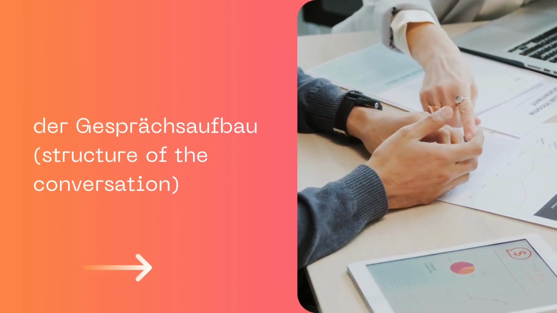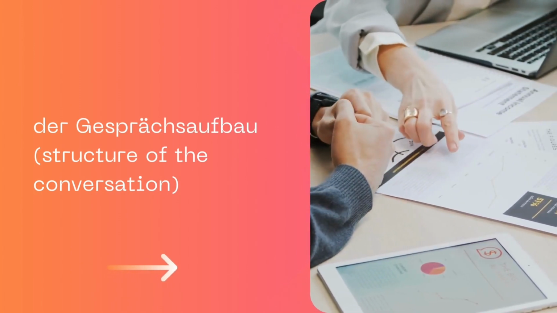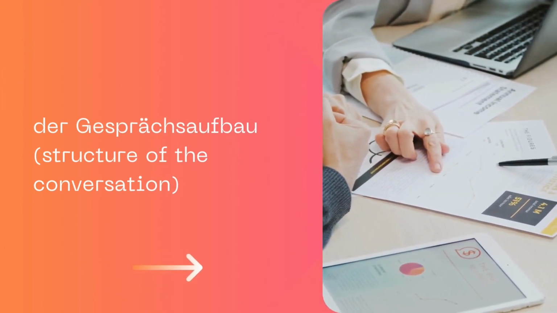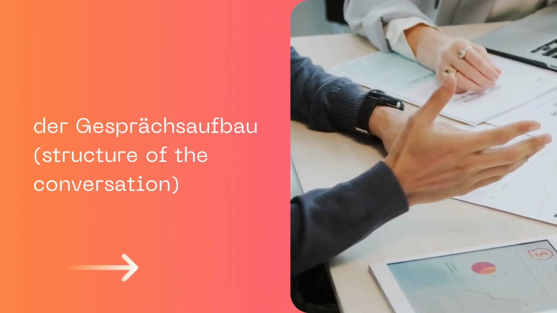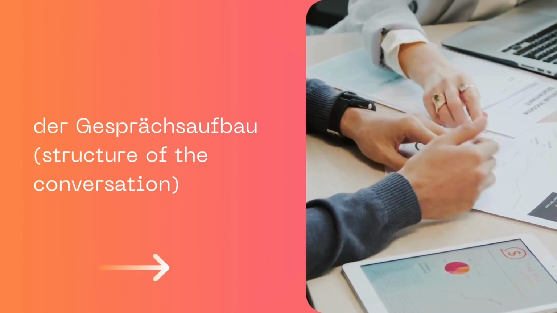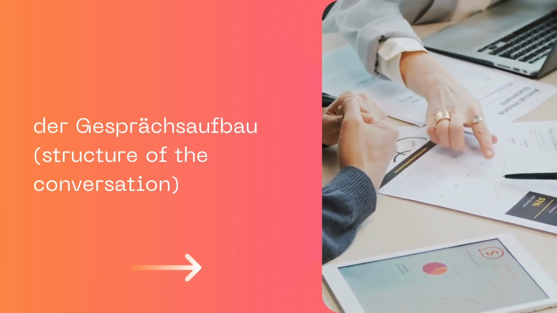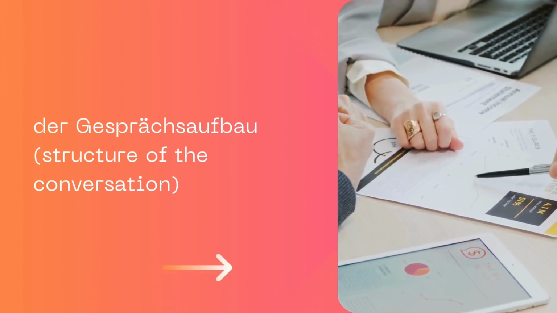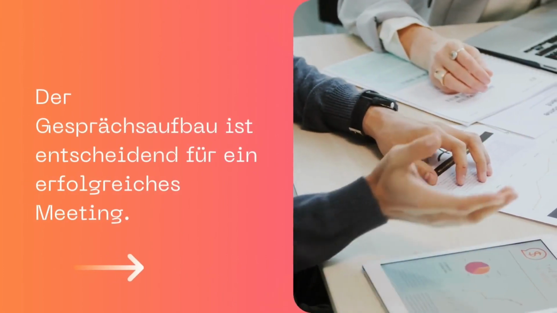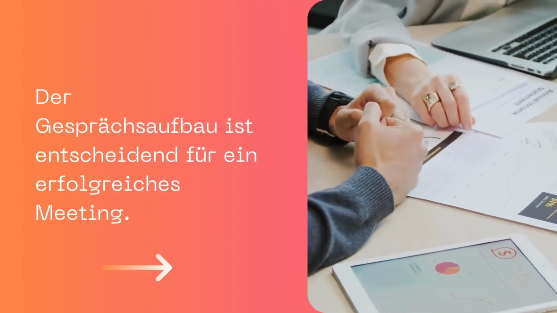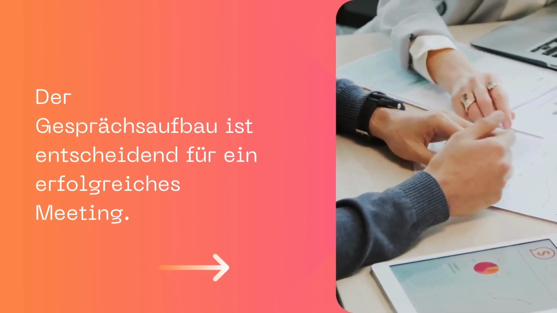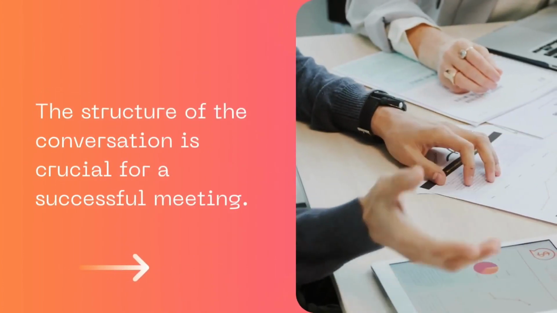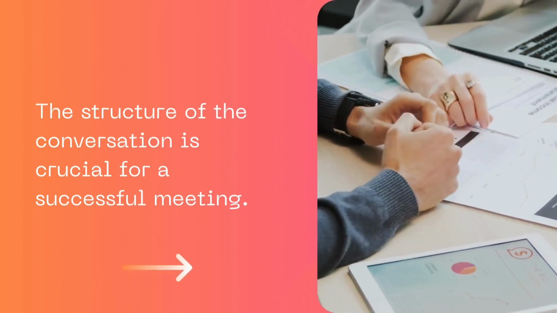Effective communication is critical for motivation. Der Gesprächsaufbau refers to the way a conversation is structured, which can influence how messages are received and understood. Der Gesprächsaufbau ist entscheidend für ein erfolgreiches Meeting. The structure of the conversation is crucial for a successful meeting.